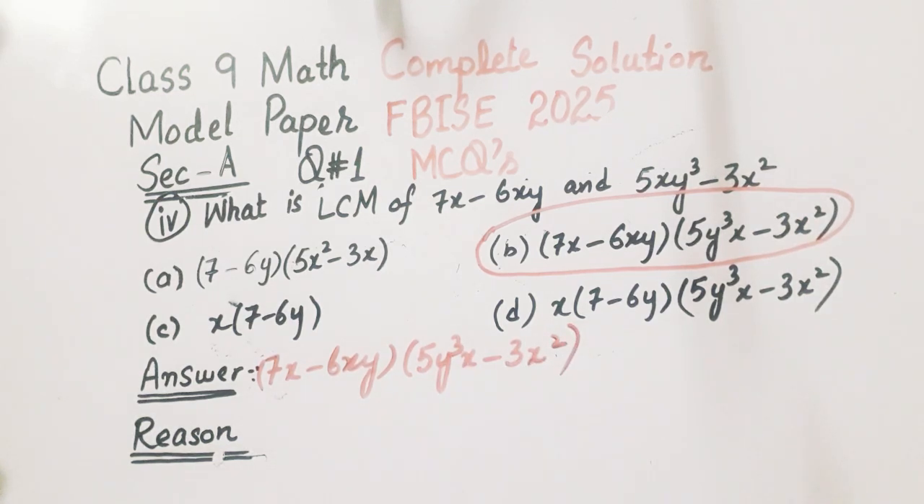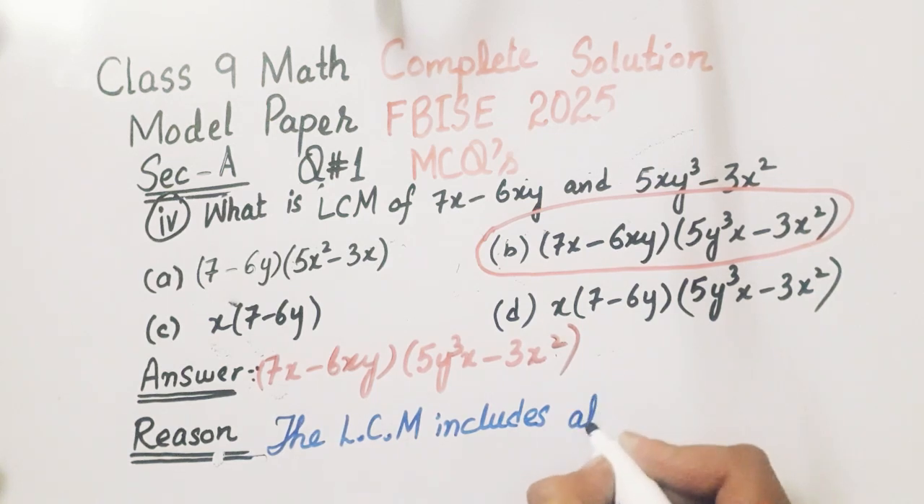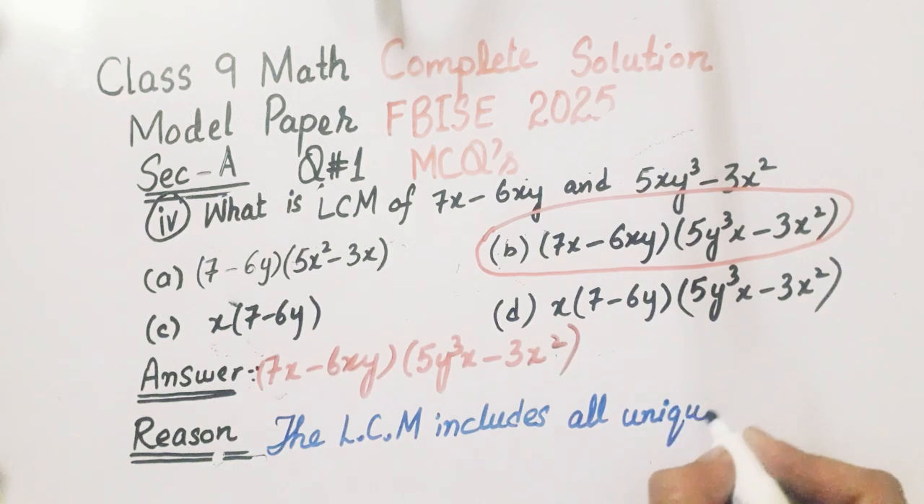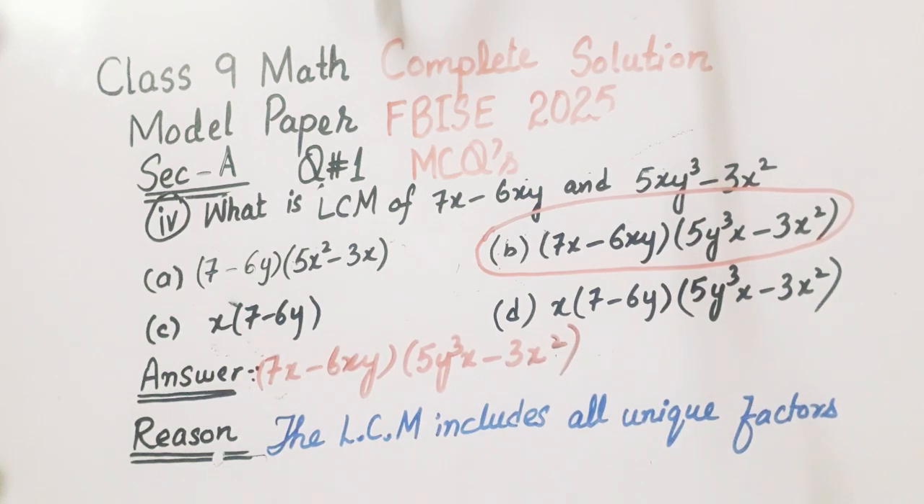Now the reason behind this is the LCM includes all unique factors. So B part is the answer of this question.